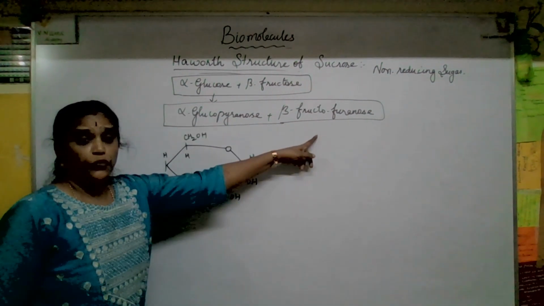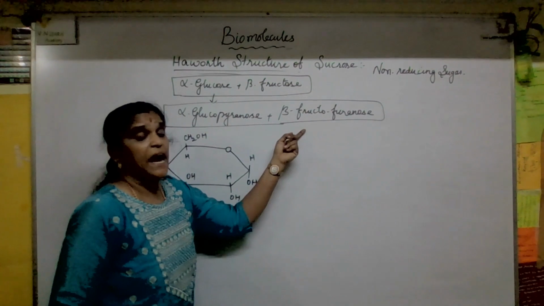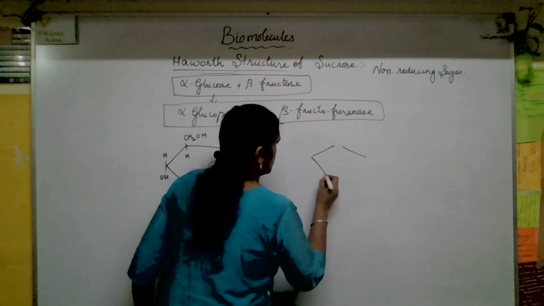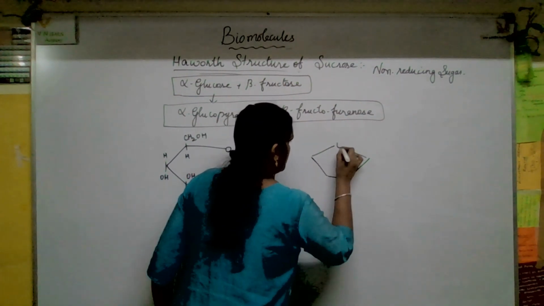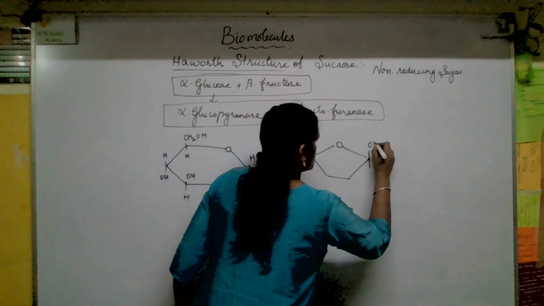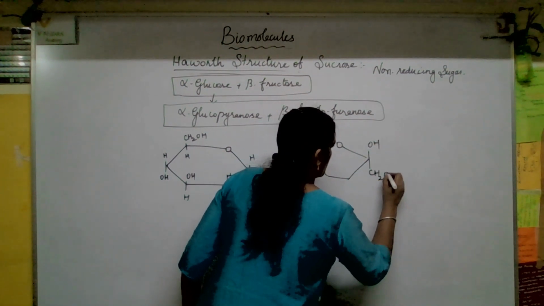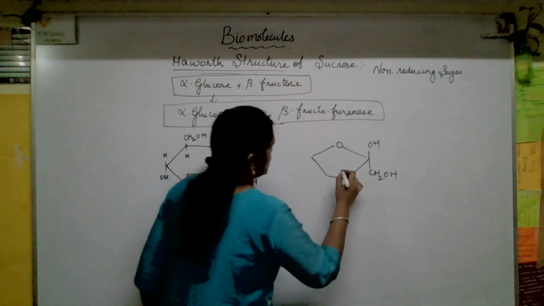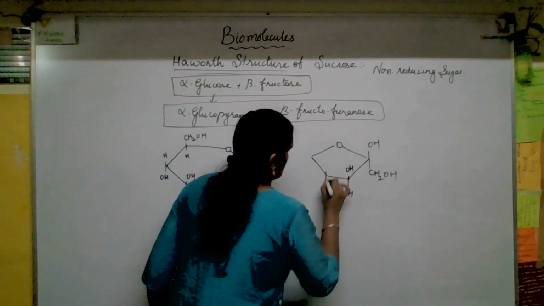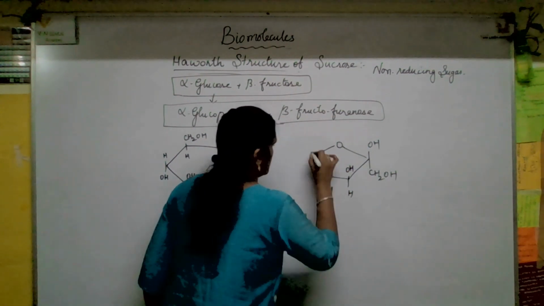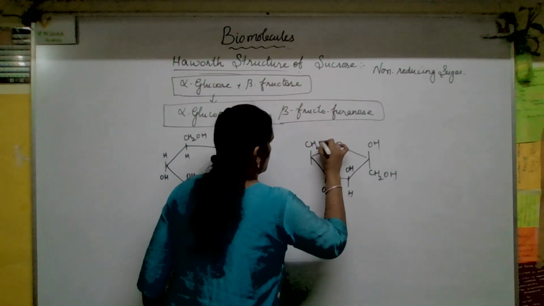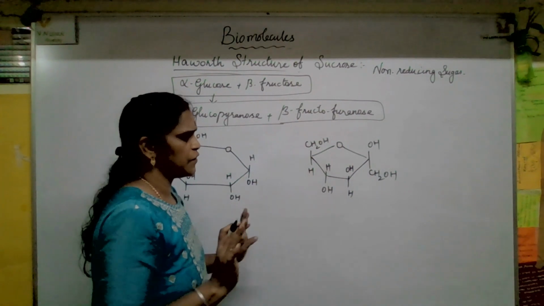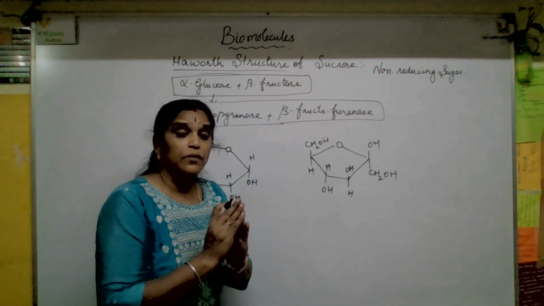Now beta fructofuranose. Furanose is a 5-membered ring, and for beta the OH should be there on top. We'll write the structural formula only for the fructose. Then here OH, CH2OH. Hope you remember the fructofuranose formula. Here OH, H, here H, OH, and then CH2OH and H. So this is the fructofuranose formula.